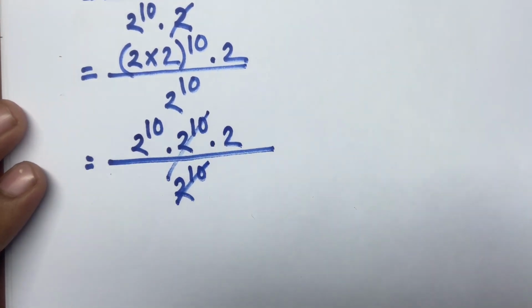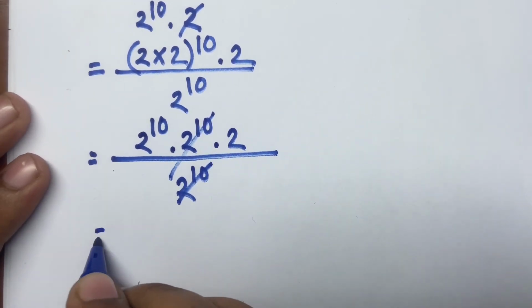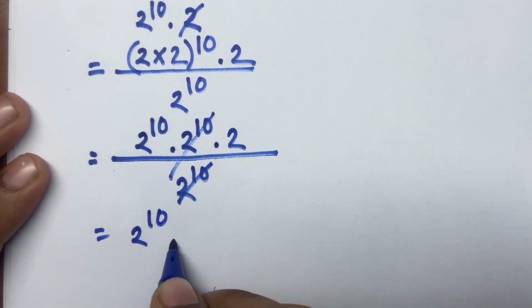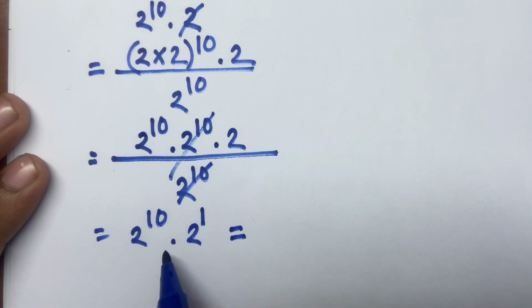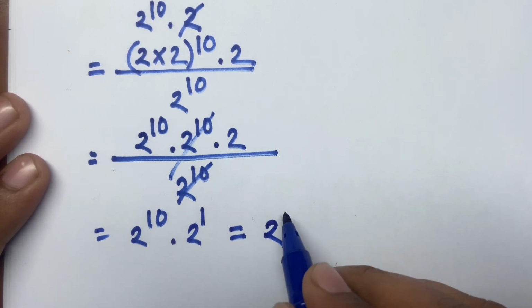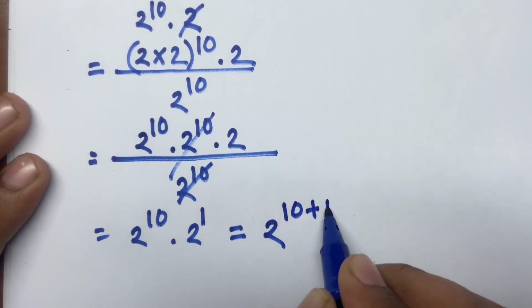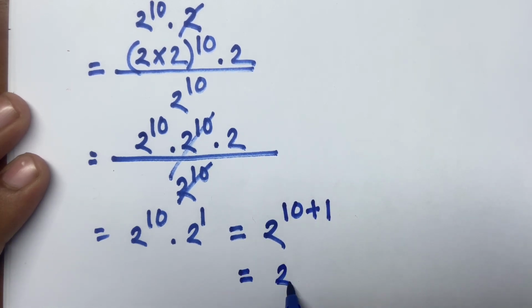This time I can say 2 to the power 10 times 2 to the power 1. We know that a to the power n times a to the power m equals a to the power n plus m. So I can say easily 2 to the power 10 plus 1 equals 2 to the power 11. So this is the answer.